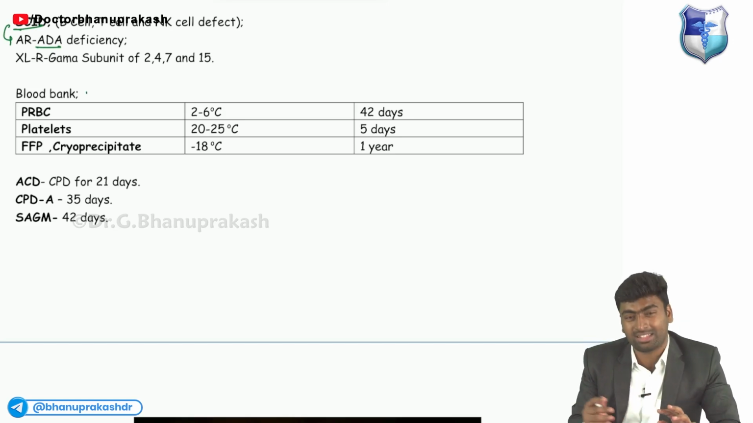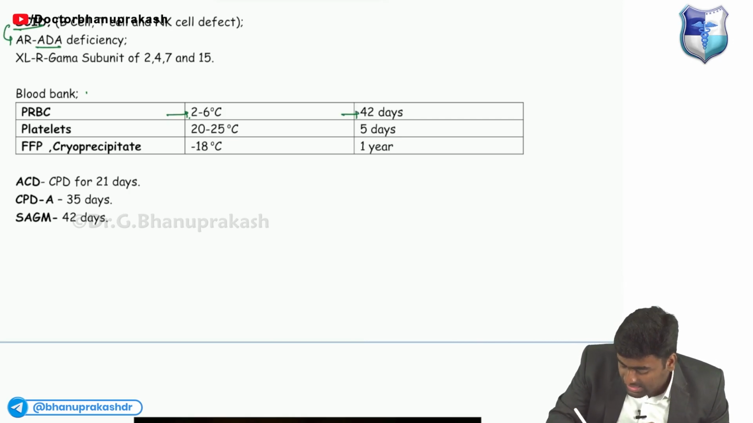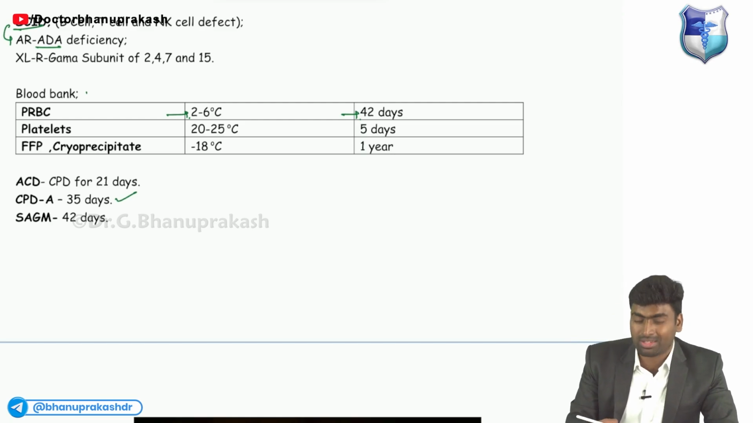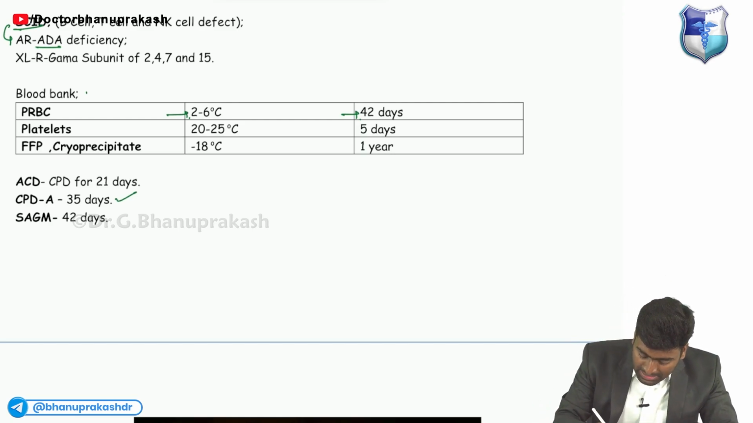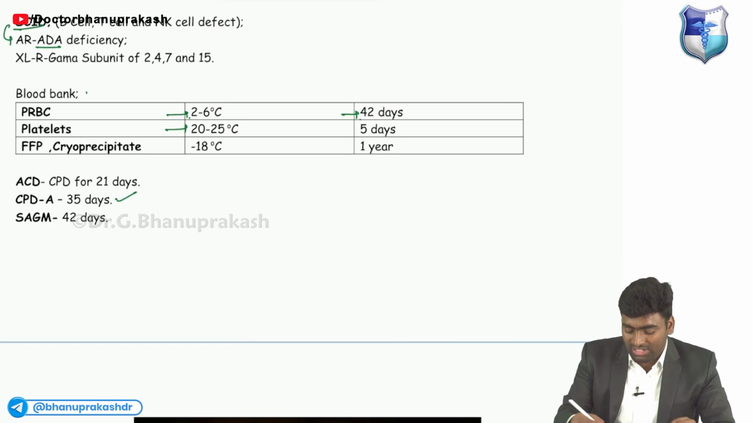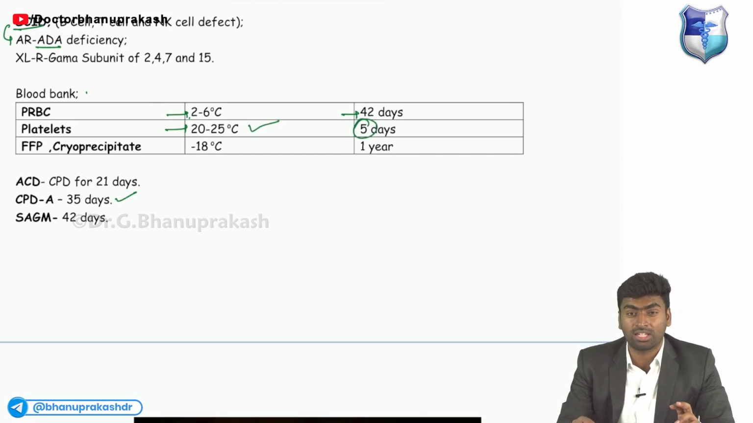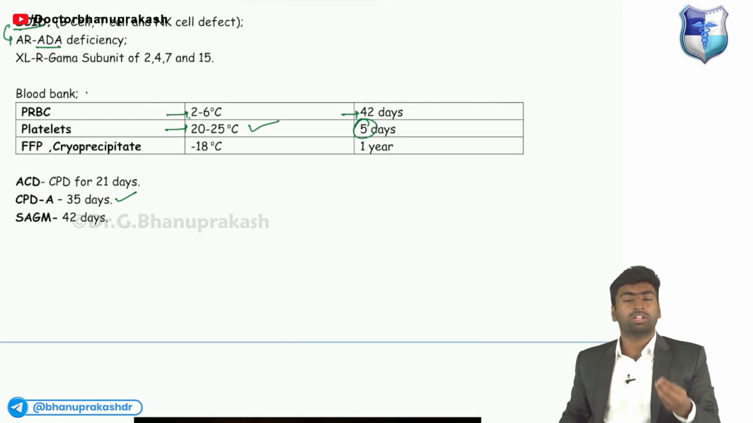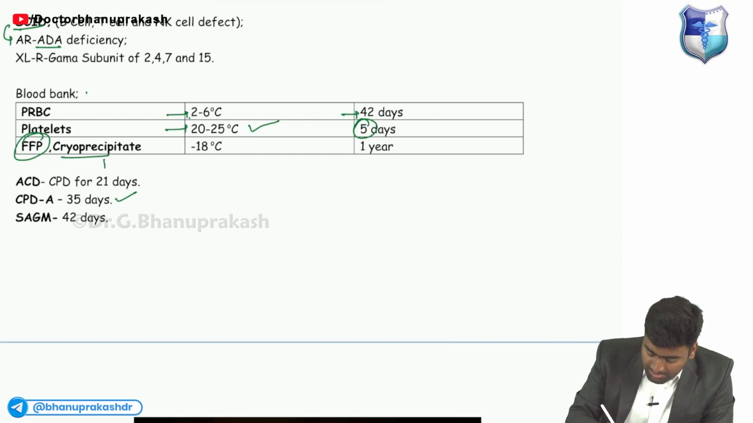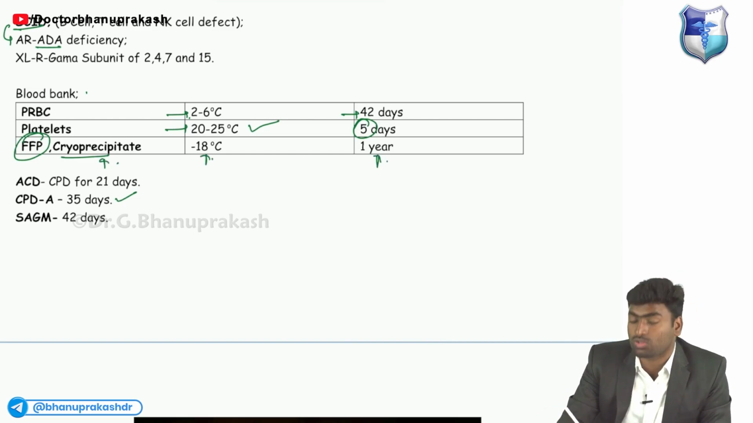If you want to remember blood bank, so remember PRBC is stored at 2 to 6 degrees and usually is stored up to 42 days. But mostly we keep it for 35 days, because of the availability. Then platelets are usually kept at room temperature of 20 to 25 degrees Celsius with constant agitation. If we keep them at room temperature, their validity will be very short, just 5 days. Fresh frozen plasma and cryoprecipitate we deep freeze at minus 18 degrees, so we can keep them for 1 year.